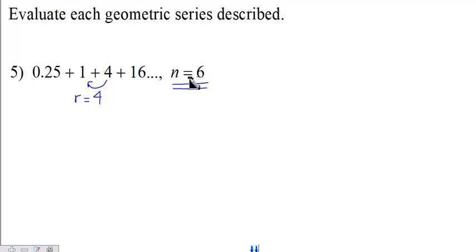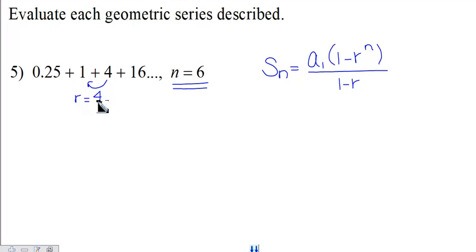If you have more terms in your series, the formula is going to be easier to use. So we've got S sub n is equal to a sub 1 times 1 minus r to the n divided by 1 minus r. Now, because I have found my ratio, I already have all the parts that I need to fill out this equation. I have my n, which is 6. I know my first term is 0.25, and I know that my r is 4.